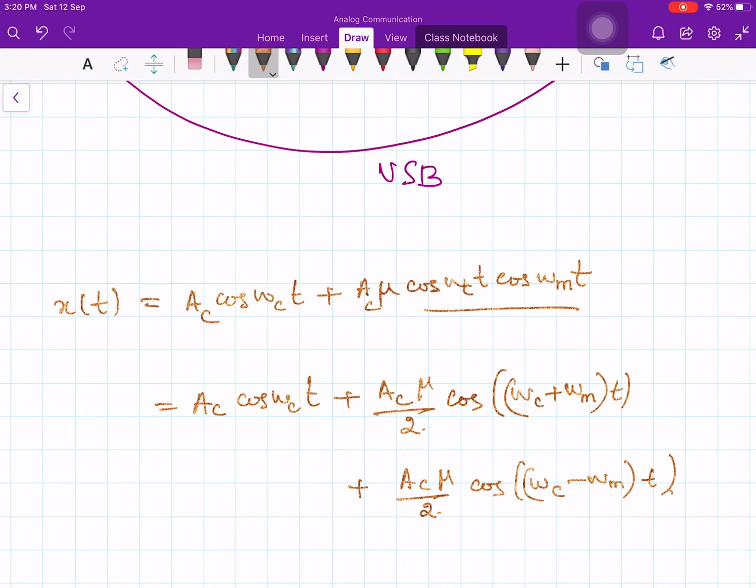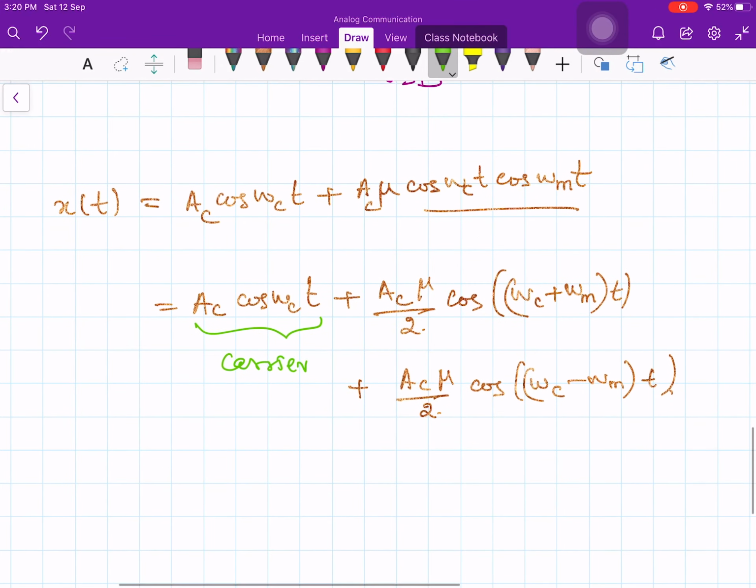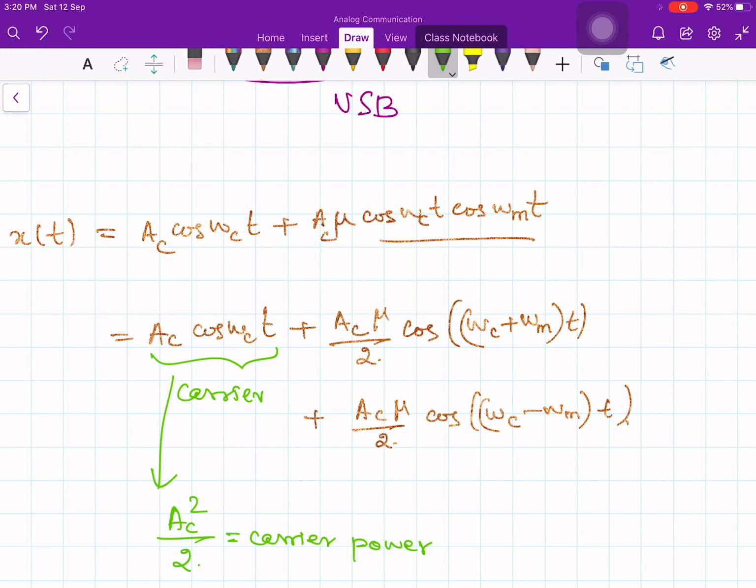Now, how much power is carried by the carrier? By the way, where is the carrier? This is my carrier. Now, carrier power, we know the standard formula, that is A_c squared by 2. Okay, so this is my carrier power. What about this one, omega_c plus omega_m?